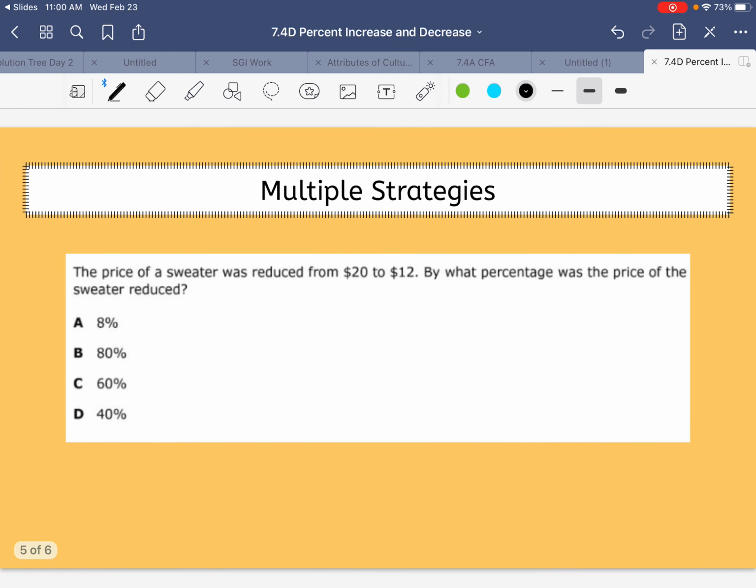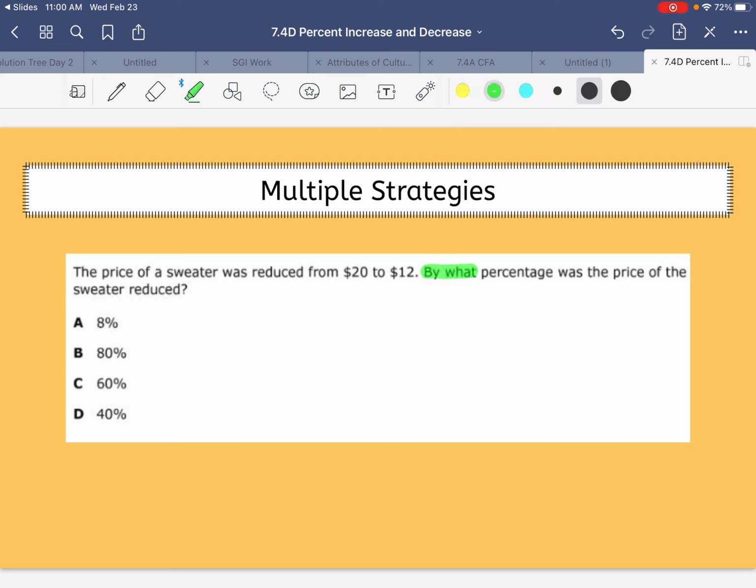We are going to do one more before it is your turn to try. And this is actually a STAR question, so this is what it will look like when you're assessed at the end of the year. We have the price of a sweater and it was reduced from $20 to $12. By what percent was the price of the sweater reduced?